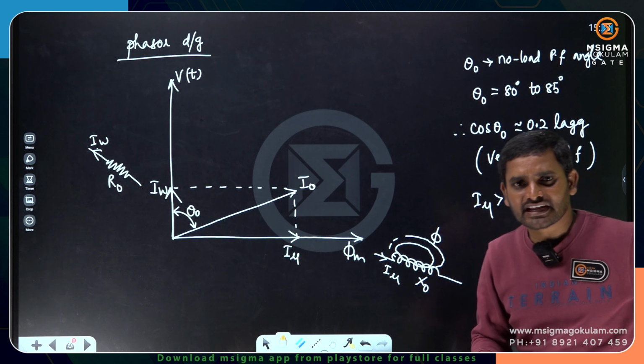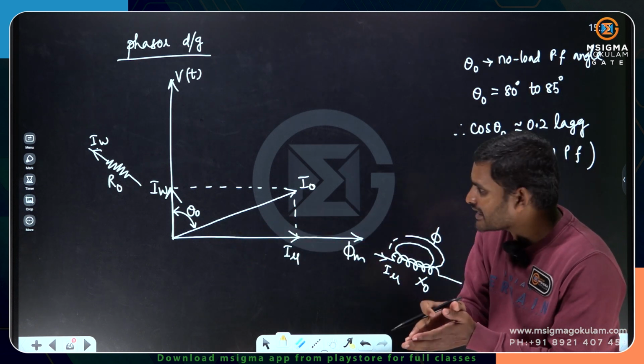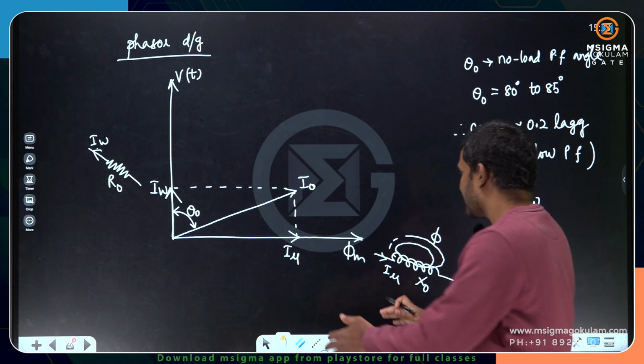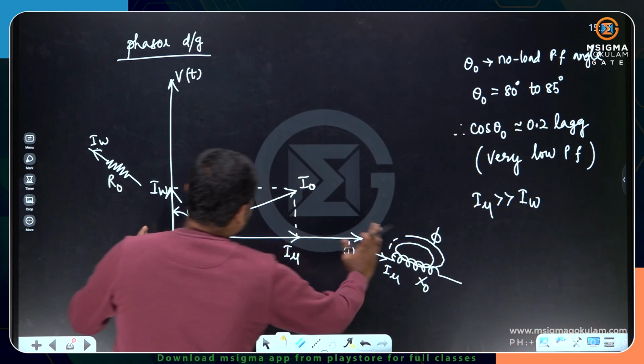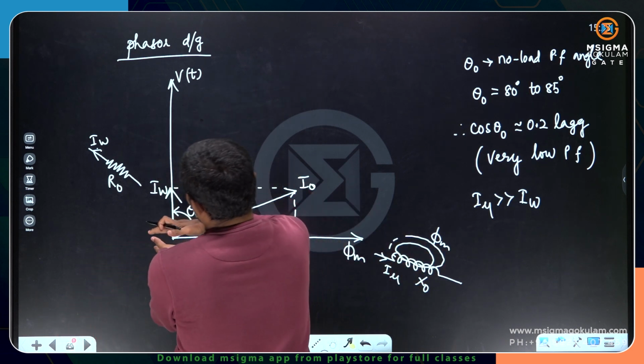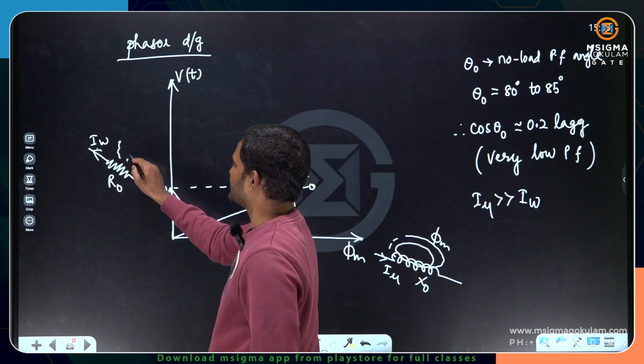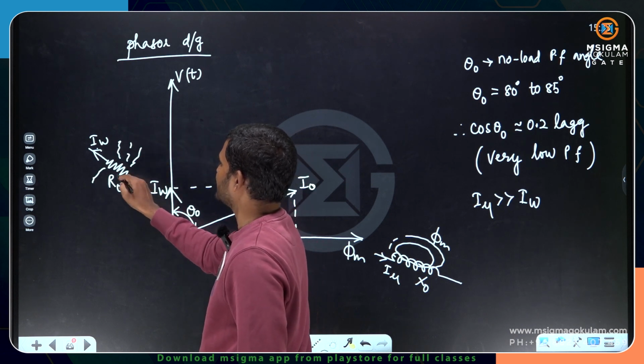Why is I mu very large? Because the core possesses more magnetic property and less conducting property. Because of more magnetic property, the magnetizing current is more, to set up the flux lines. Because of less conducting property, the conducting current is less. This is going to create the heat dissipation here.